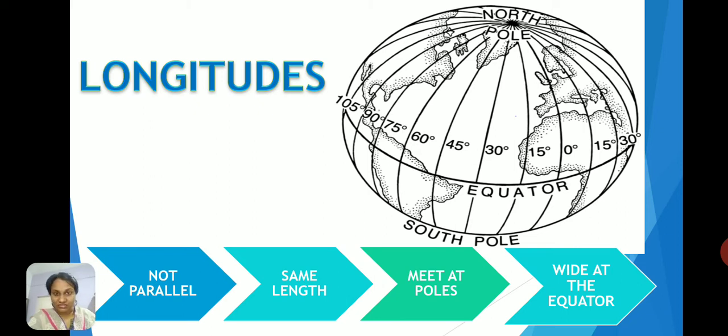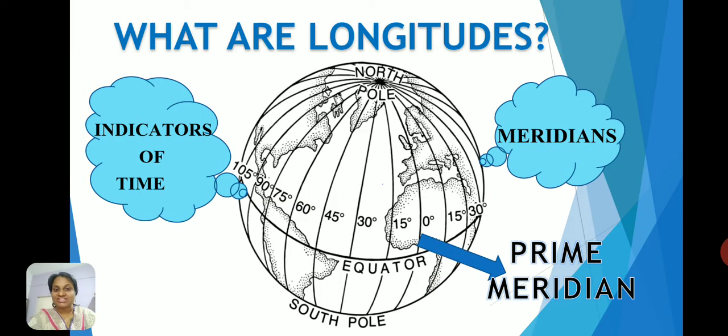They run from north to south. Then they meet at the poles. All the longitudes meet at the North Pole and the South Pole, and they are wide at the equator, so narrow at the poles and wider at the equator. So these are some things you need to remember about longitudes. One, they are not parallel. They are of the same length. They meet at the poles. They are wide at the equator and meet at the poles. These are special characteristics of the longitudes.